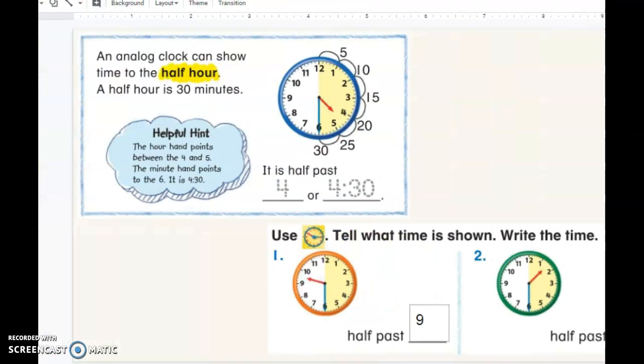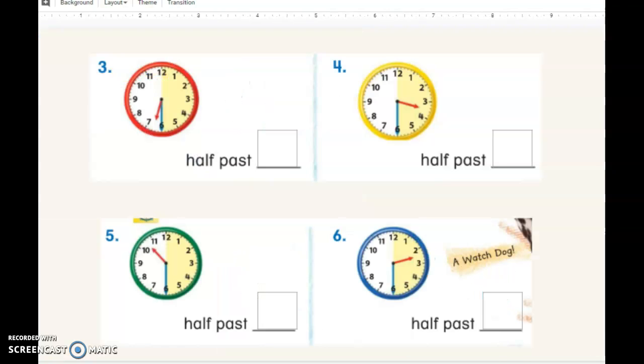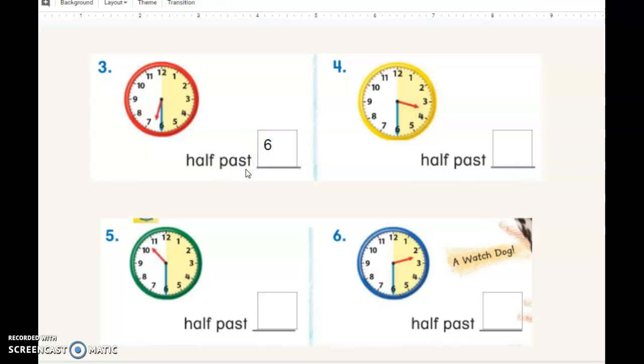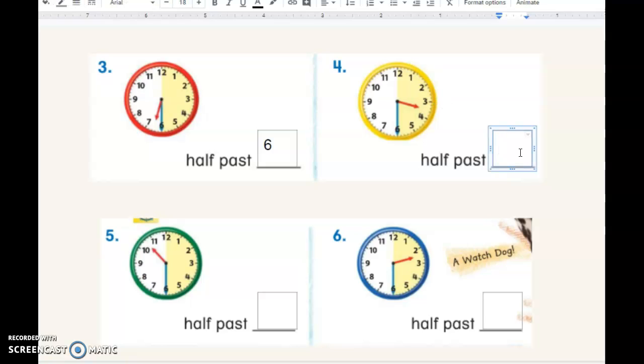I'm going to move the screen. Let's do these 4 more questions together. For half past, we need to look at the hour. What number comes first on the clock? Is it 6 or 7? It is 6. Half past 6. Our hand is pointing between 3 and 4. What number comes before? 3 does. So half past 3.